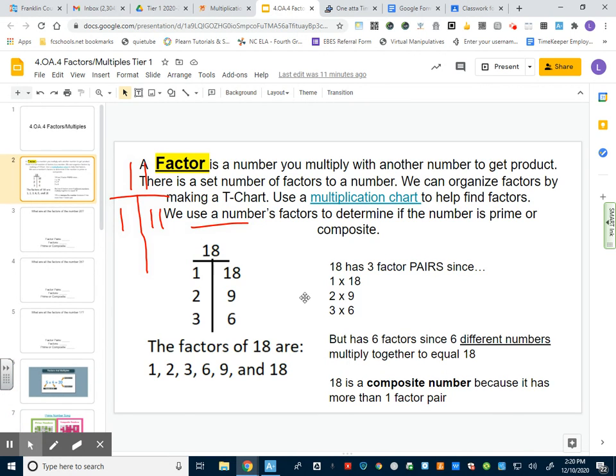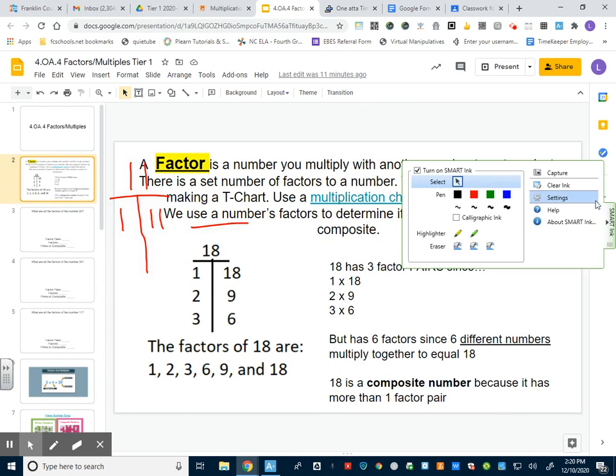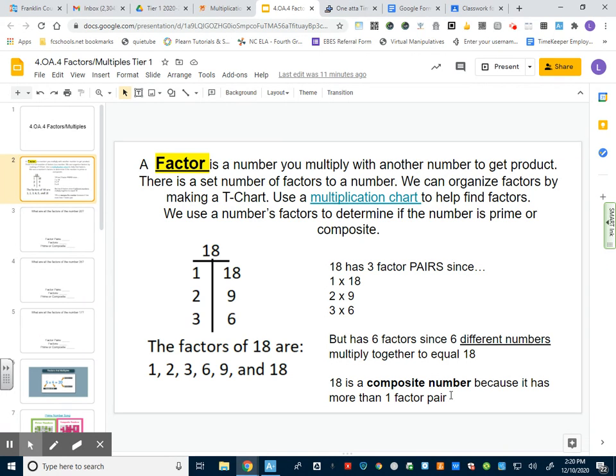If we look at our number 18 in our example, 18 would be a composite number because it has more than 1 factor pair. It actually has 3 factor pairs. So when you're finding the factors of a number, if there is any other number that multiplies together to get the same product, it is a composite number.